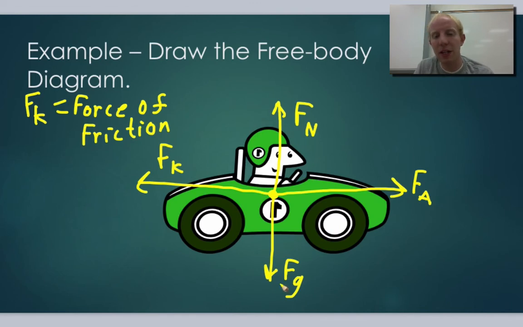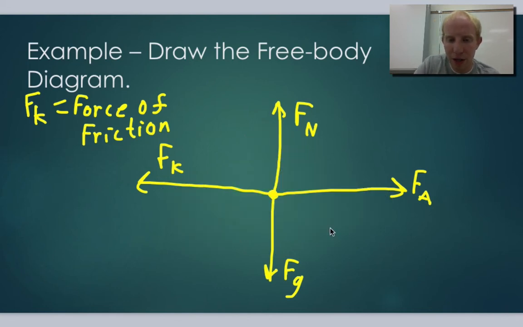Don't worry too much right now about how long the arrow should be, but these are the four forces acting on the driver in this case. The normal force, the gravitational force, the friction force, and the applied force. If you were actually drawing this on your paper, you wouldn't have this little diagram right here. Your drawing would just look like this: the normal force, gravitational force, friction, and the applied force.